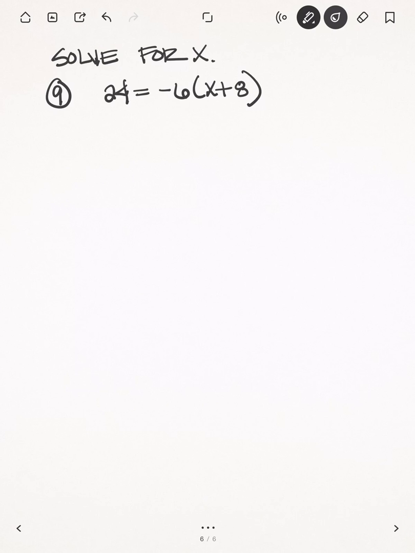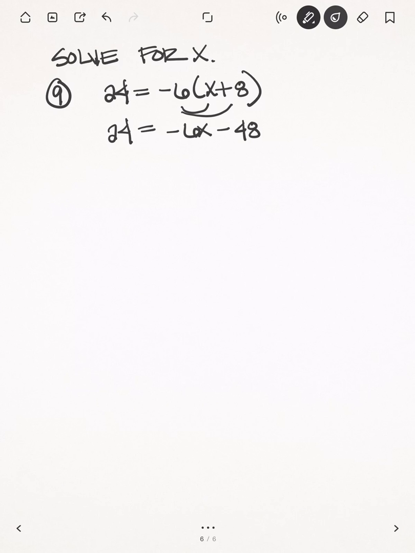The problem is my x is inside parentheses. So the first thing I'm going to have to do is use the distributive property and multiply that -6 times everything in the parentheses to get rid of it. So -6 times x, well, let me go ahead and recopy the 24 equals. -6 times x would be -6x. And -6 times +8 would be a -48. So notice I got rid of the parentheses.